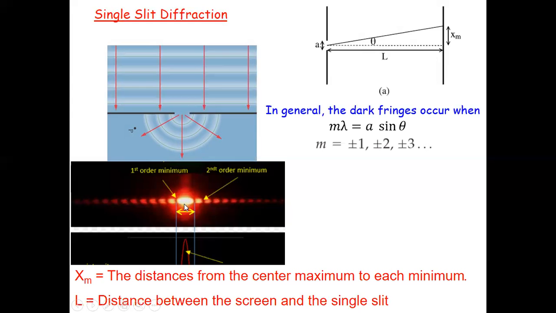So XM is the distance from the central maximum. So here's the central maximum, and if you take the center of the central maximum, somewhere here, the distance from that center to the first minima, here, that distance is represented by XM. So if you are measuring the distance to the first order, that will be X1. Then if you measure the distance from the center to the second order minima, that will be X2. So likewise, that is what we're going to measure. We can measure the X values for each dark spot, or minimum order.